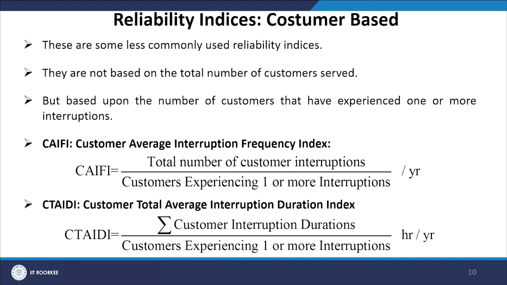Now we'll move to some less commonly used reliability indices. They are not based on the total number of customers served, but based upon the number of customers that have experienced one or more interruptions. For example, CAIFI, customer average interruption frequency index, is the total number of customer interruptions upon customers experiencing one or more interruptions per year. Similarly, you can define CTAIDI, customer total average interruption duration index, which is the summation of customer interruption durations upon customers experiencing one or more interruptions hours per year.